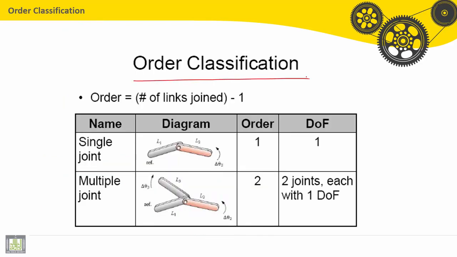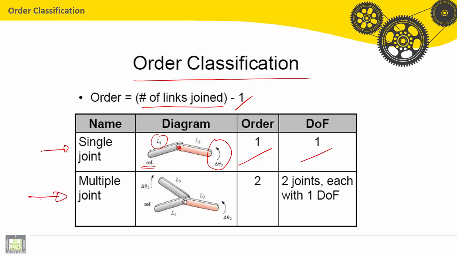Order classification. This is the number of links joined minus 1. For a single joint, we have here the joint between 2 links. The first one, link 1, is the reference, the ground. The second one makes delta theta as a degree of freedom, so the order is 1. And the number of degrees of freedom is 1.